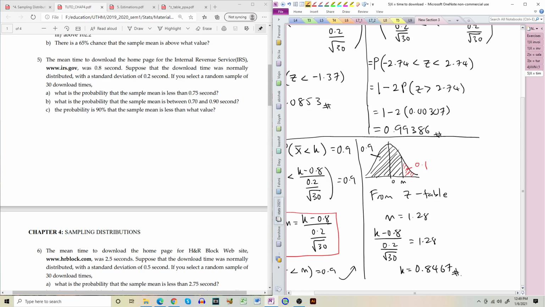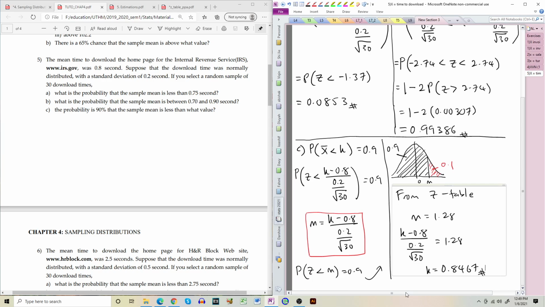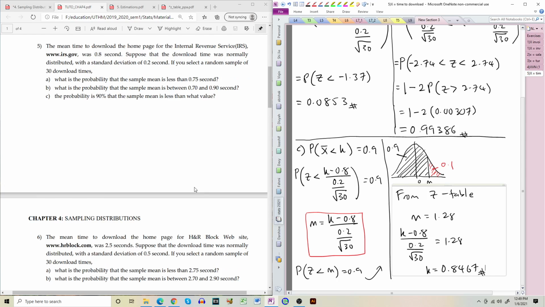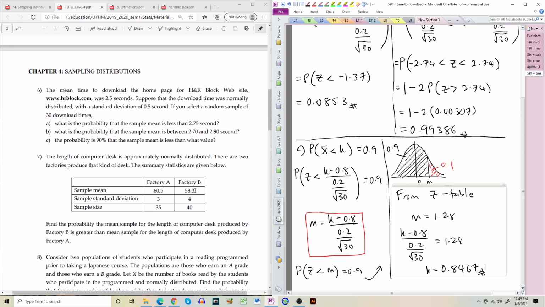Hope you guys understand this, get the idea. It's almost the same with the normal. The difference is it has a sample n. It has a sample size. Number 6.